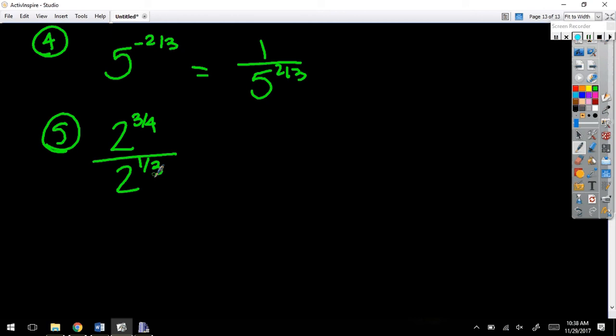You subtract. DeAndre's right, actually. You subtract. Remember, if they're on top and bottom, the base is the same. It's 2. You keep the base, but the exponents you subtract. It doesn't matter about the fraction. Exactly.